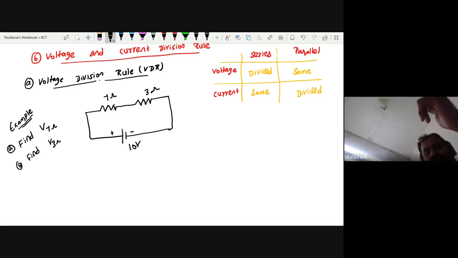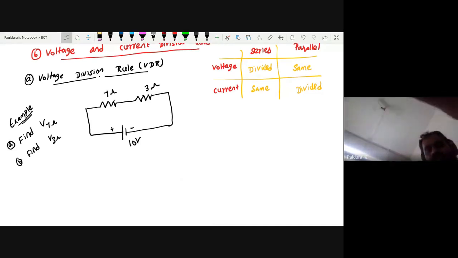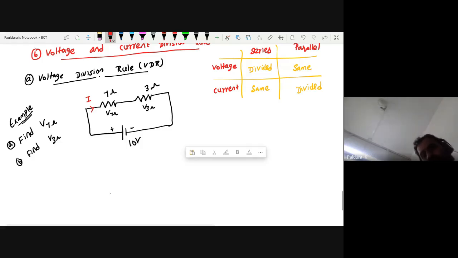Okay, I will explain. I want to find the voltage across this 7 ohm, right? Now this is my V sub 7 ohm. This is my V sub 3 ohm. Okay. What have they asked? You want to calculate V sub 7 ohm and 3 ohm. Is this a series or parallel circuit? Series circuit. I don't know this current, so take some unknown current I. Okay. So now, what is V sub 7 ohm?